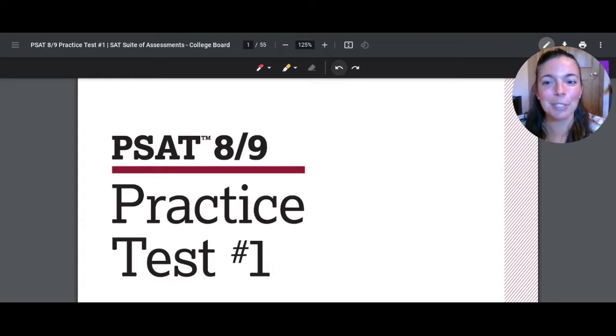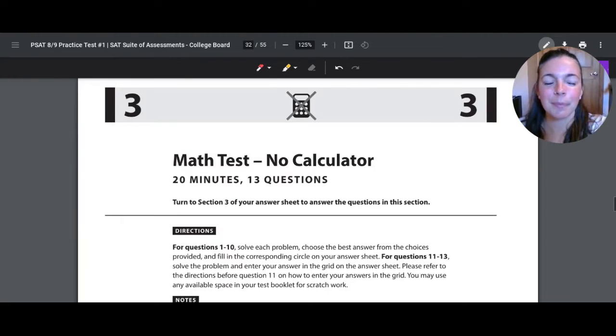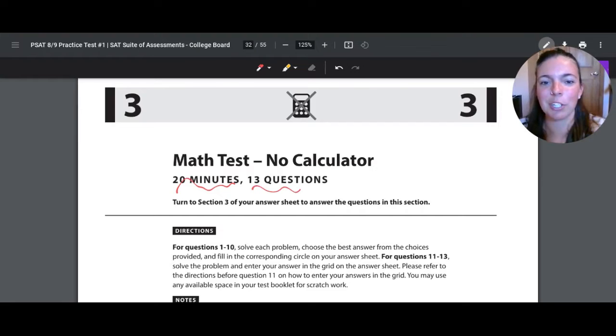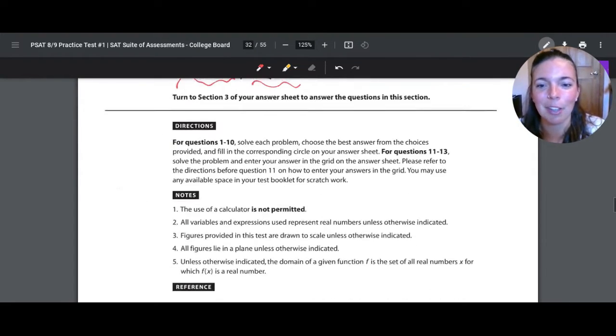Okay, so we are going to do the math section together today. There are two parts, actually. There is a no calculator part, and then there's a part where we can use a calculator. Let's get started. For our no calculator section of the PSAT, we have 20 minutes to do 13 questions. So we are going to try to work through these 13 questions in those 20 minutes that we are allotted.